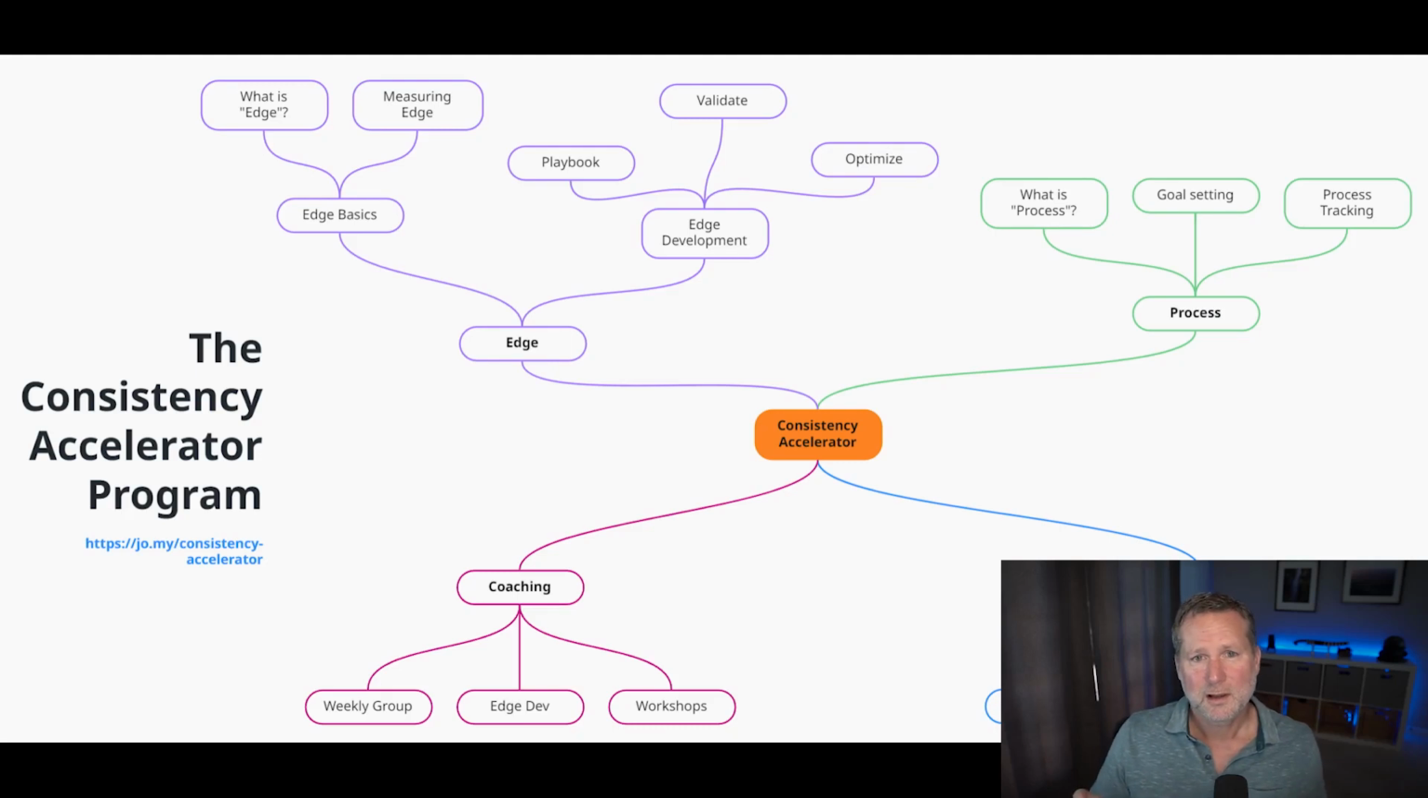There's also Edge Dev. This is where we will have a specialized meeting where we go through and maybe we hone Edge. Maybe we do a replay session. Maybe we're doing chart reengineering. We're doing some of these other things around the Edge part of the program.